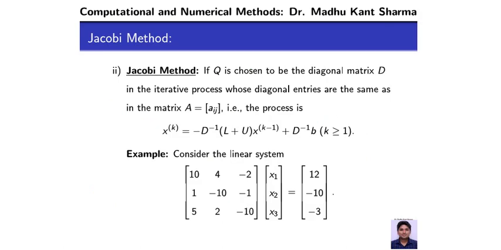The next method, which we have already learned, is the Jacobi method. If you wish to write it in the above scheme, Q is chosen to be the diagonal matrix D, whose diagonal entries are the same as in the matrix A. Then you have the process which is given by this. So let me explain here. Jacobi's method is what we are talking about.